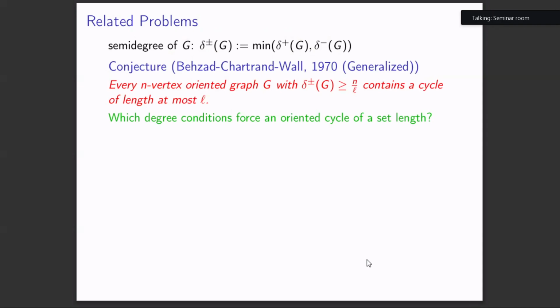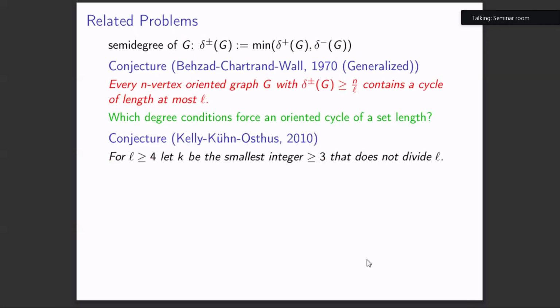We may also ask what degree conditions may force a directed cycle of some set length. Notice that the previous conjecture, and also this one, only stated that there exists a cycle of length at most L, but not exactly L. They just meant that there exists a short cycle. What if we asked what conditions on degree would force the existence of a cycle of some set length?